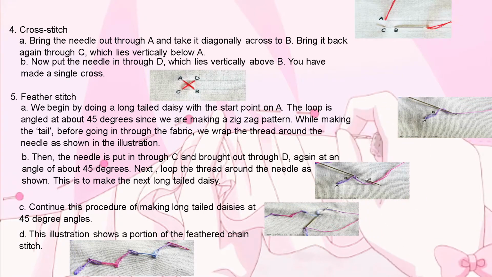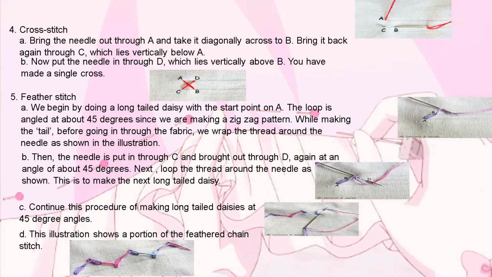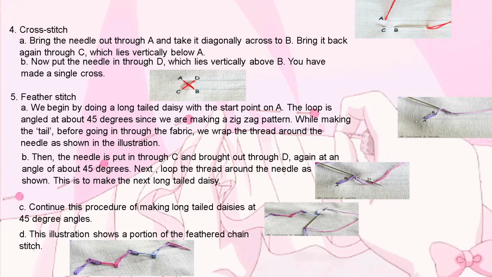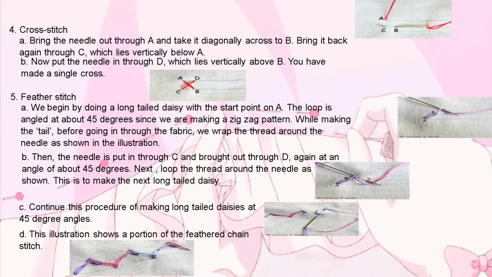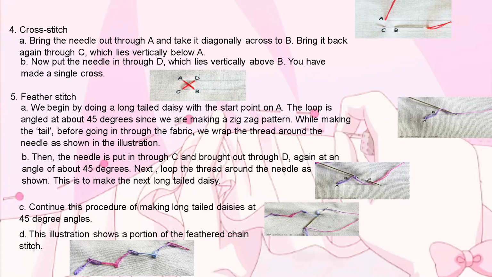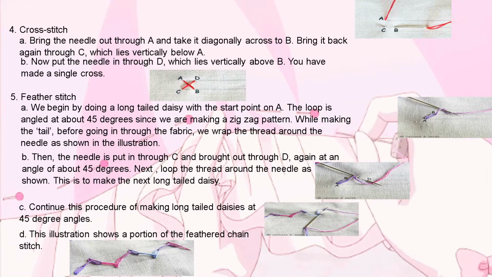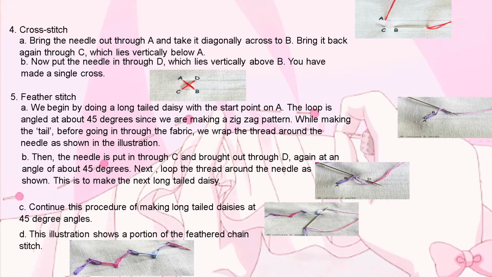Number 4. We have cross stitch. The first thing to do in cross stitch, bring the needle out from A and take it diagonally across to B. Bring it back again to C, which lies vertically below A. Then now put the needle into D, which lies vertically above B. You have made a single cross.